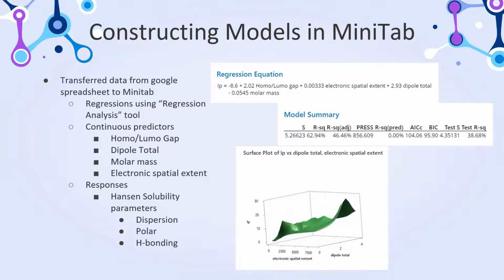In the model summary, it is clear that this model has a better fit, with an R-squared value of almost 63%, compared to the 2D linear model that had an R-squared value of 40%. The surface plot of the polar solubility parameter versus the dipole total and electronic spatial extent shows that there is a likely relationship, but does not include the other predictors being considered for the regression model.